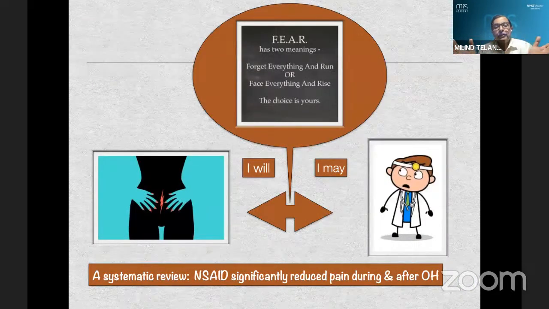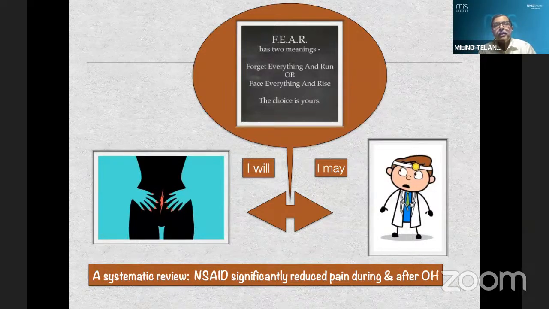Coming to pain, there are two sides of pain. The patient feels that I will have pain, and the doctor feels he may give pain to the patient. So I always quote, fear has two meanings: forget everything and run away from the situation, or face everything and rise. So the choice is for you all, listeners. I have taken this choice 12 years back. You can start from tomorrow and you will be successful. I can be definitely sure.